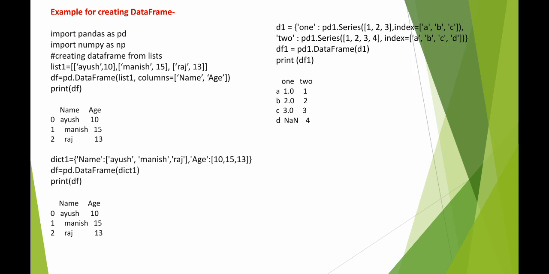Again, you can see 1 was the key here, so it has created the first column as 1. 2 was again a key, so it has created another column 2. 1 had the elements of the series, that is 1, 2, 3, and 2 had the elements 1, 2, 3, 4. Here you can see one thing: when we passed 1, 2, 3, it has written 1.0, 2.0, 3.0, and d is NaN. NaN means it is not a number.